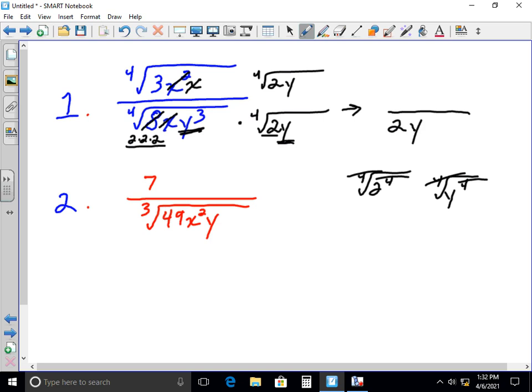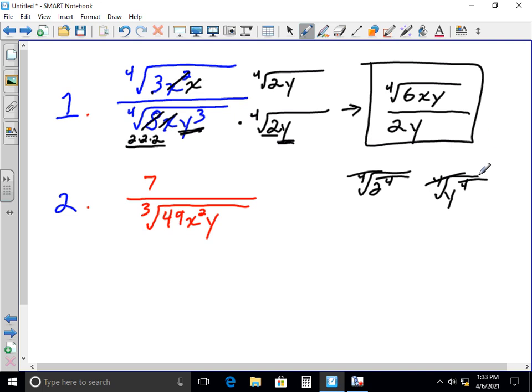On top, we have a 4th root of, let's see, we have a 1 3 and 1 2, so 3 times 2 is 6. We have 1 x and we have 1 y. And that's as far as we can go with that. We can't take any 2's, 3's, x's, or y's out of the top because we only have one of each of those.